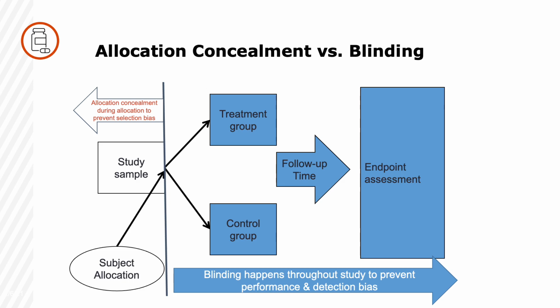Allocation concealment occurs during the process of allocation. So from the point at which we are consenting patients to the point at which we are assigning them to the group, that process of concealing who goes into which arm helps maintain true randomization. That is allocation concealment. So you can see on the figure here, just within the time sequence of the trial, where allocation concealment occurs and where blinding occurs.